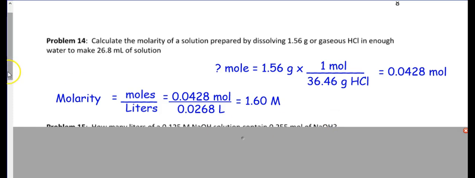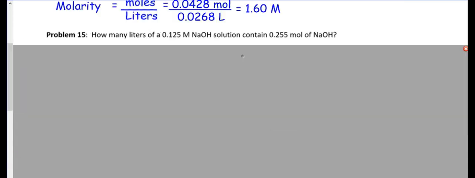Okay, so now problem 15, let's check this one out. So they're asking you something different. How many liters? Go back and look at your triangle again. What is the formula for liters? The mole's still on top of the mountain, but this time it's moles per. Okay, I'm not sure, I just left off here. So, all right, how many liters are in 0.125 molar NaOH? Contains 0.255 moles of sodium hydroxide.